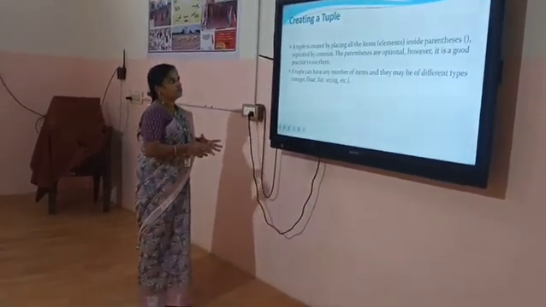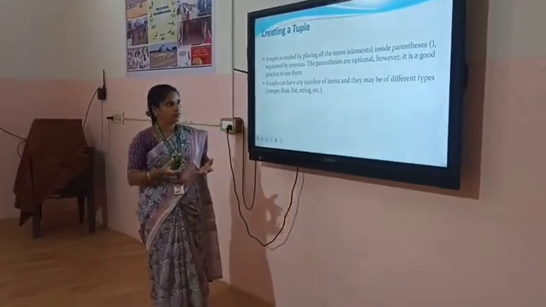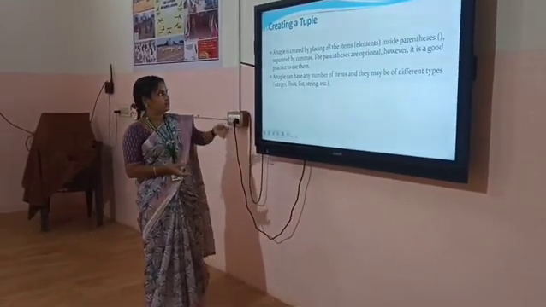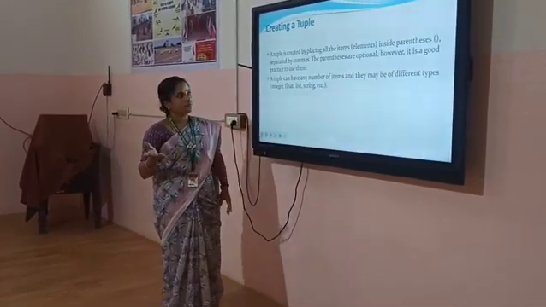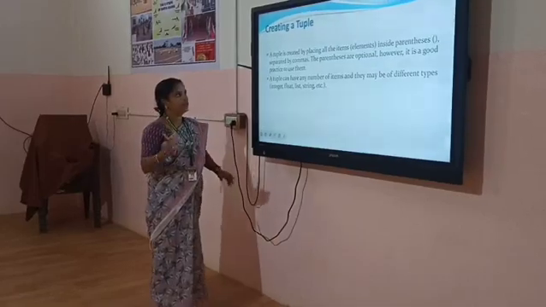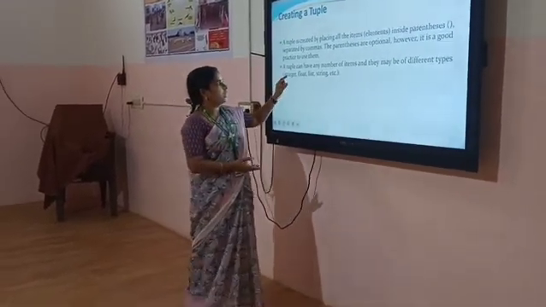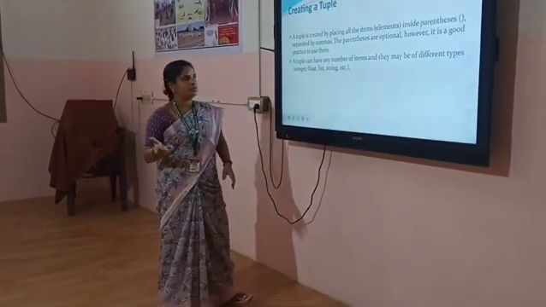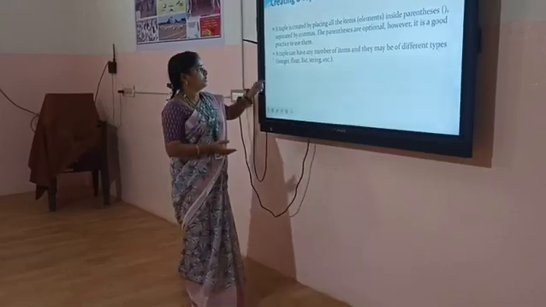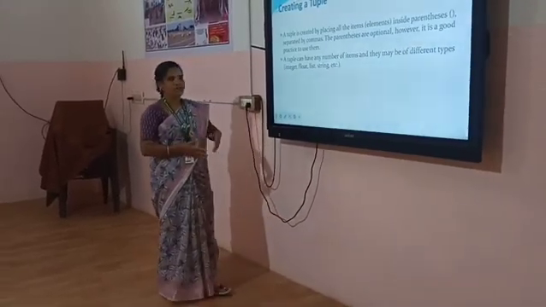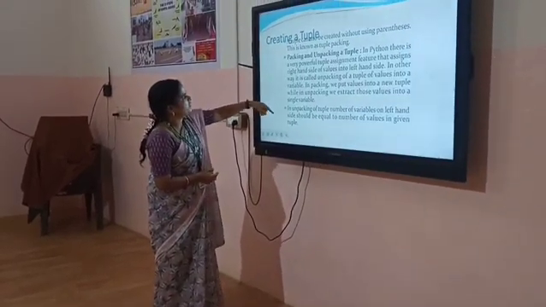Creating a tuple. A tuple is created by placing all the items inside parentheses, separated by commas. The parentheses are optional, however it is good practice to use them. A tuple can have any number of items and they may be of different types: integer, float, list, string and so on.